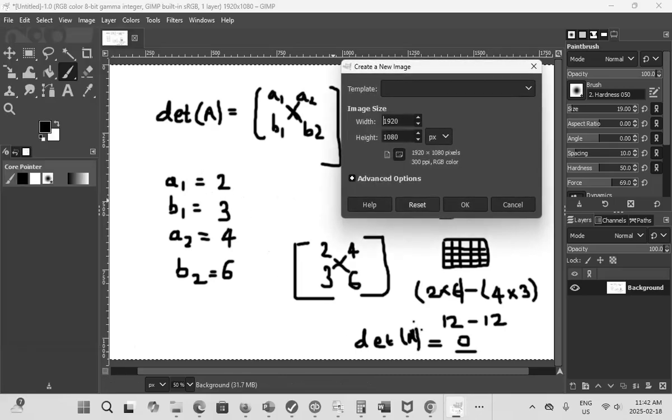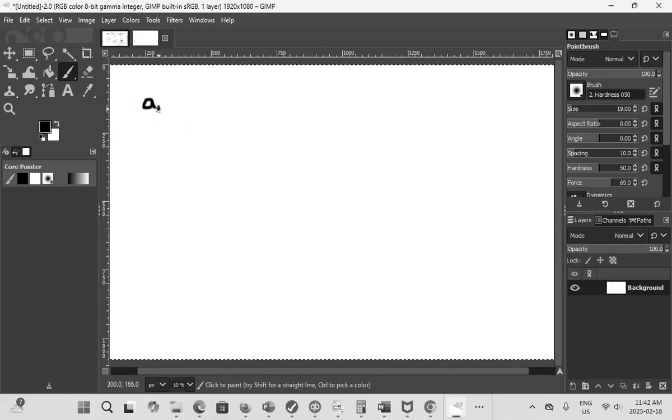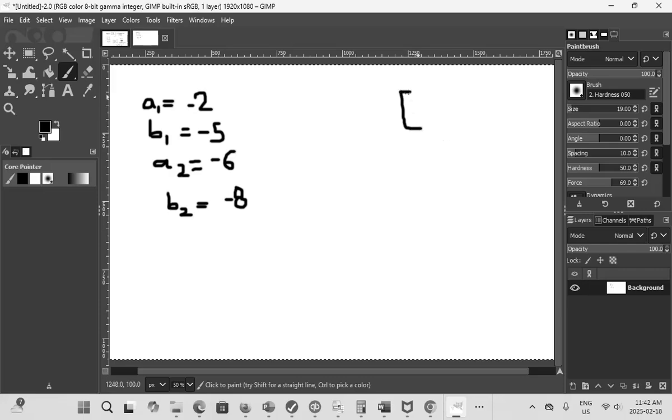Let's take another example. Let's say your A1 is negative 2, B1 is negative 5, A2 is negative 6, and B2 is negative 8. Now to solve for your determinant, let's say determinant A, you will need to use the formula that we used earlier. So A1 into B2 and B1 into A2.